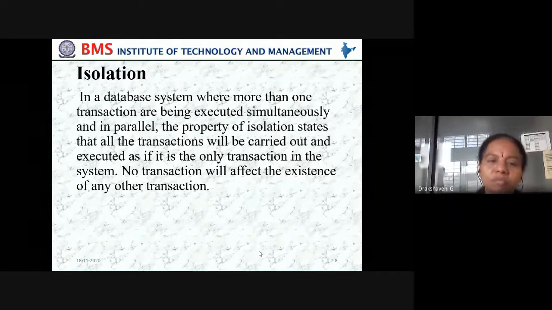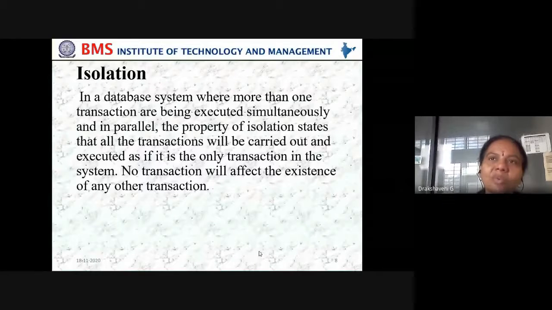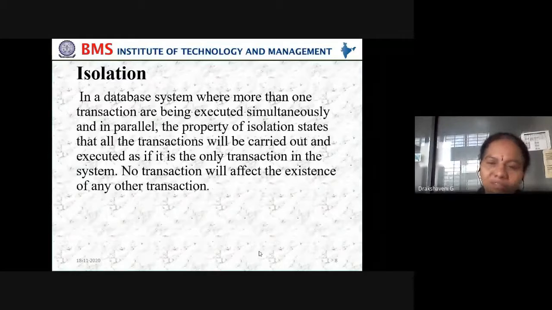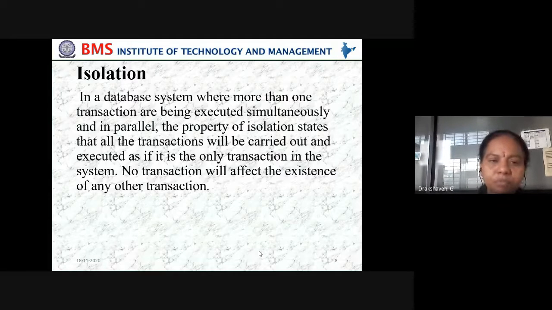So I cannot say I will give 1 mark for Asta, 1 mark for Anu. No, I have to give complete marks, based on whatever you write for your DBMS theory in lab marks. That is what isolation says to us.